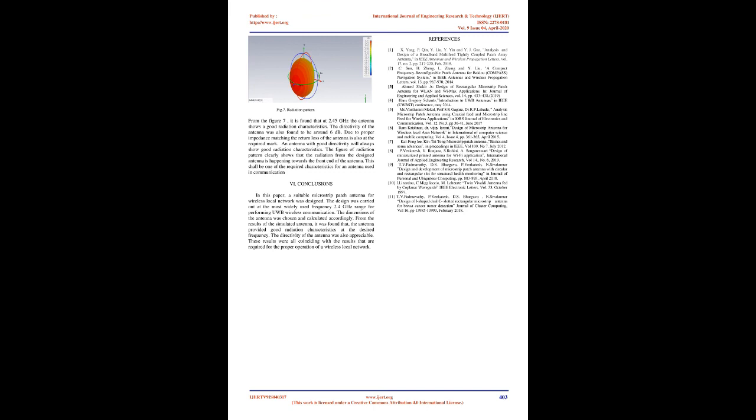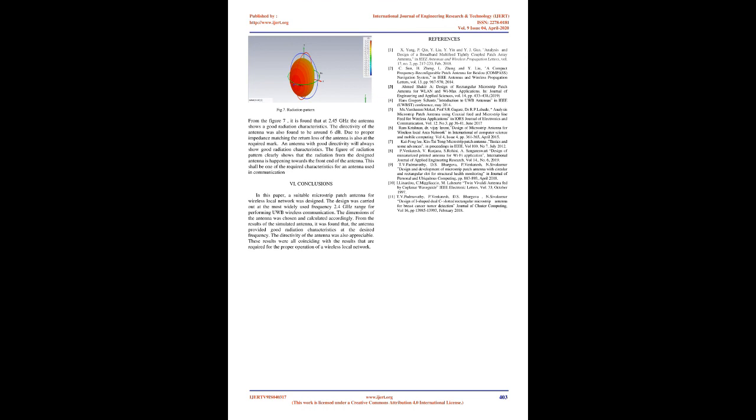D. Radiation pattern, figure 7. From figure 7, it is found that at 2.45 GHz the antenna shows good radiation characteristics. The directivity of the antenna was also found to be around 6 dB. Due to proper impedance matching, the return loss of the antenna is also at the required mark. An antenna with good directivity will always show good radiation characteristics. The radiation pattern clearly shows that the radiation from the designed antenna is directed towards the front end of the antenna. This is one of the required characteristics for an antenna used in communication.